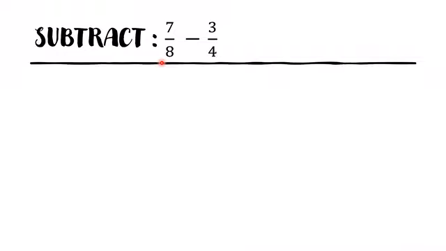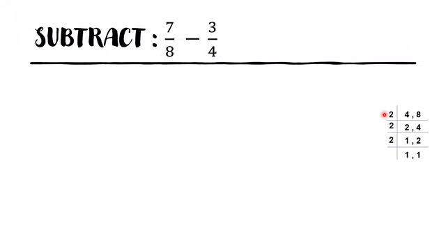Now let us see an example of subtraction. You can see a pair of unlike fractions and we have to subtract them. Of course, our first step will be to take the LCM of the denominators. And here we can see that 4 and 8 do have some common factors. So let us see how to find their LCM.